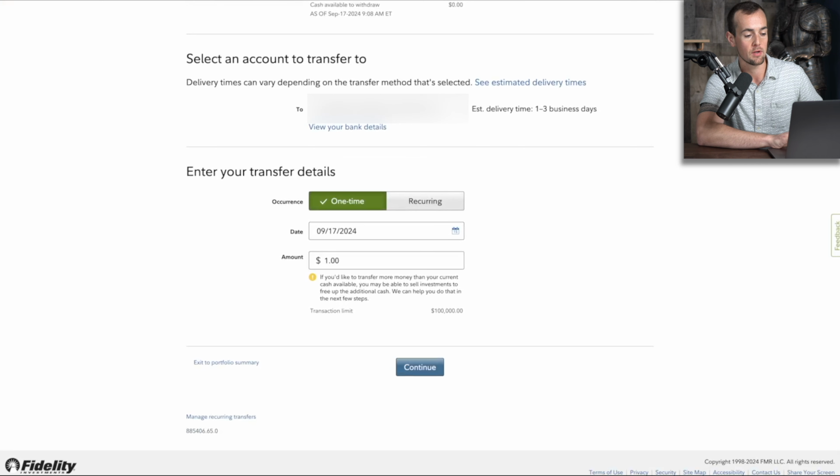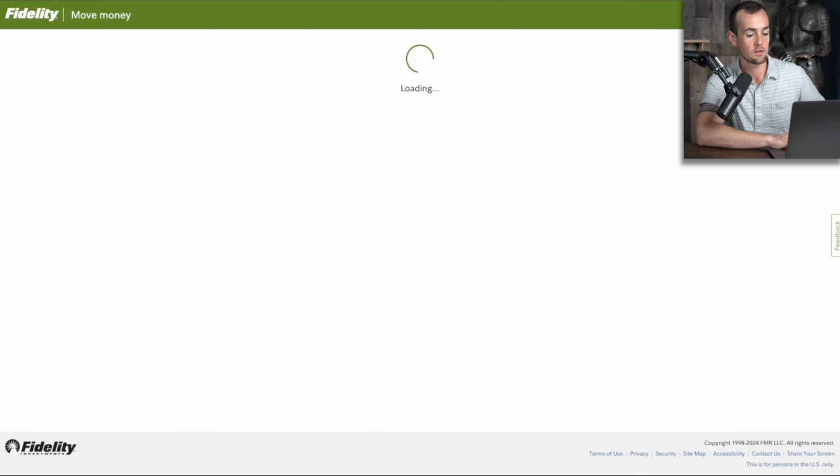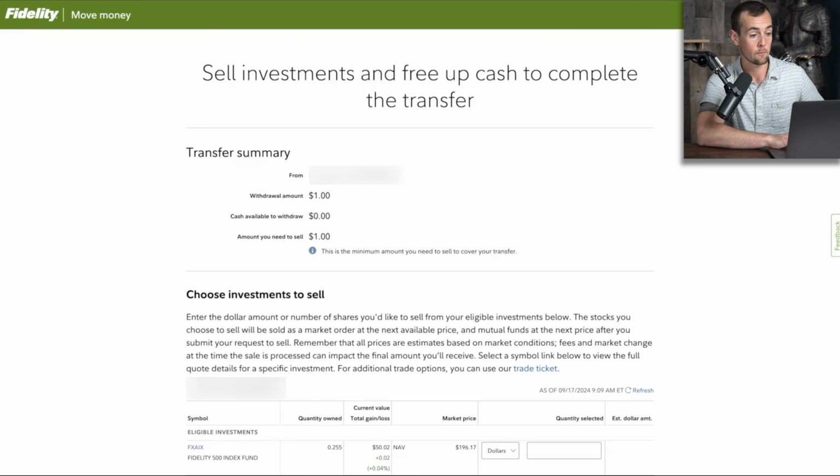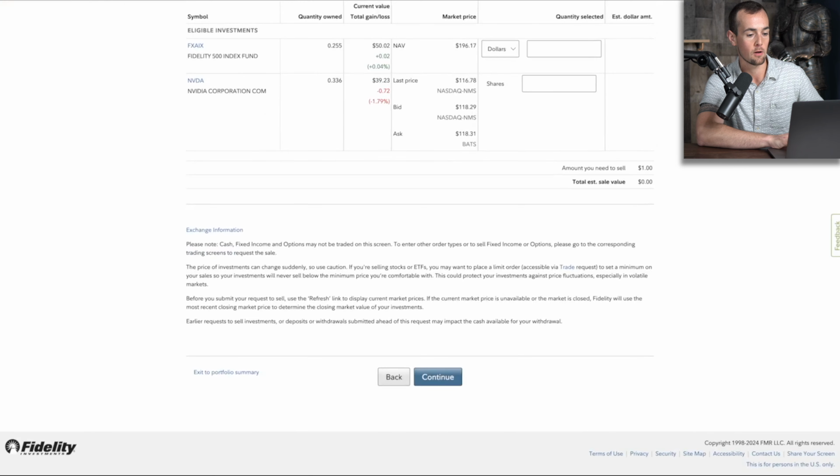Now, it's probably not going to let me go any further here, but if we click here on continue, it actually does, which is cool. So this is telling us we have to sell some investments and free up cash to complete the transfer. If we scroll down here, it gives us options for investments that we could sell if we wanted to complete that transfer. From here, we would just click on continue and then verify those transfer details. In most cases, you'd want to have settled cash available to transfer versus having to sell off some of your investments in order to have the funds for that transfer.